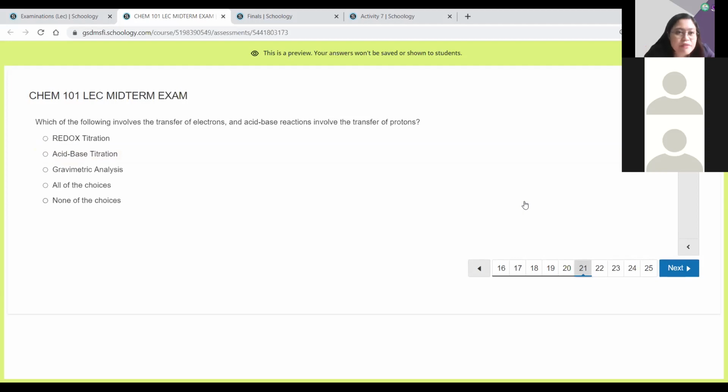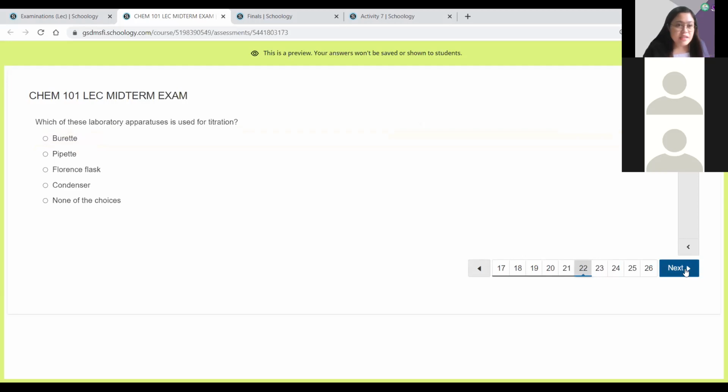Which of the following involves the transfer of electrons, and acid-base reactions involve the transfer of protons? What was this again? Transfer of electrons. So this will be redox reaction. So again, if there is transfer of electrons, that will be a redox titration. However, for acid-base reactions, it's more of the protons, especially the hydrogen, that will be transferred to another substance. But definitely, there will be a change in the oxidation state when you transfer the protons or the hydrogen for the acid and the base. So that will still be included in the redox titration.